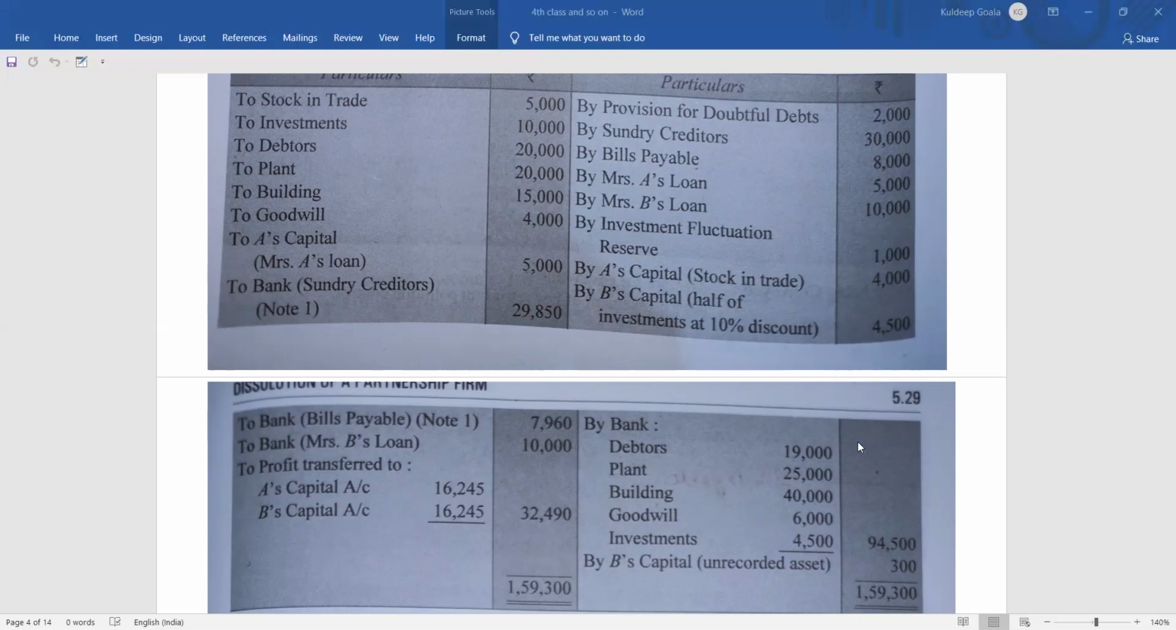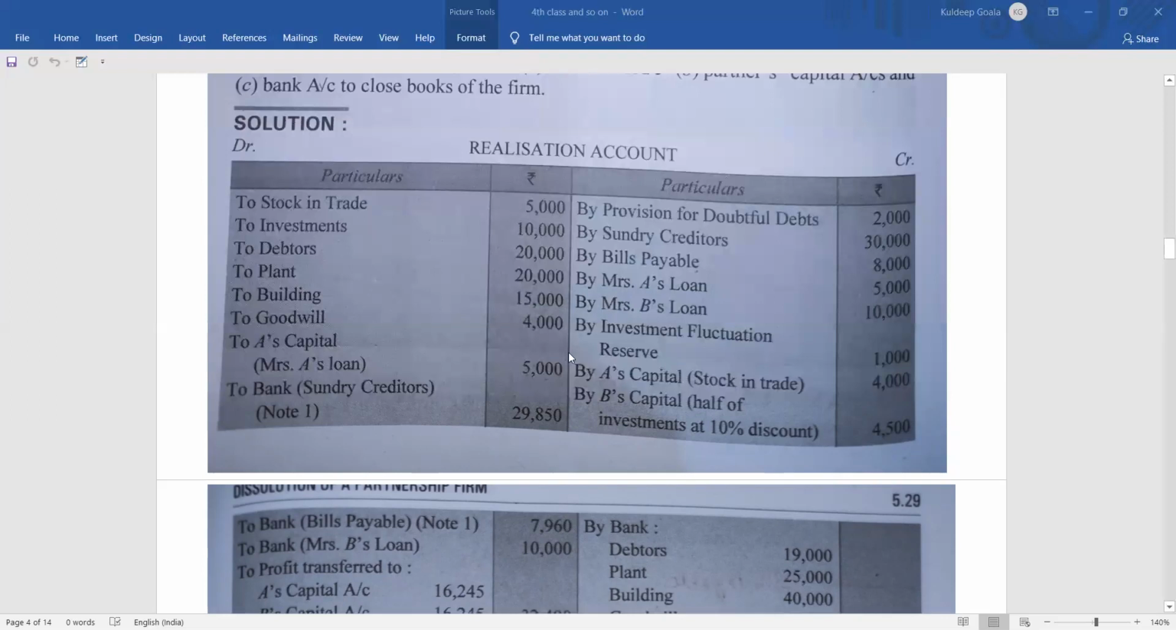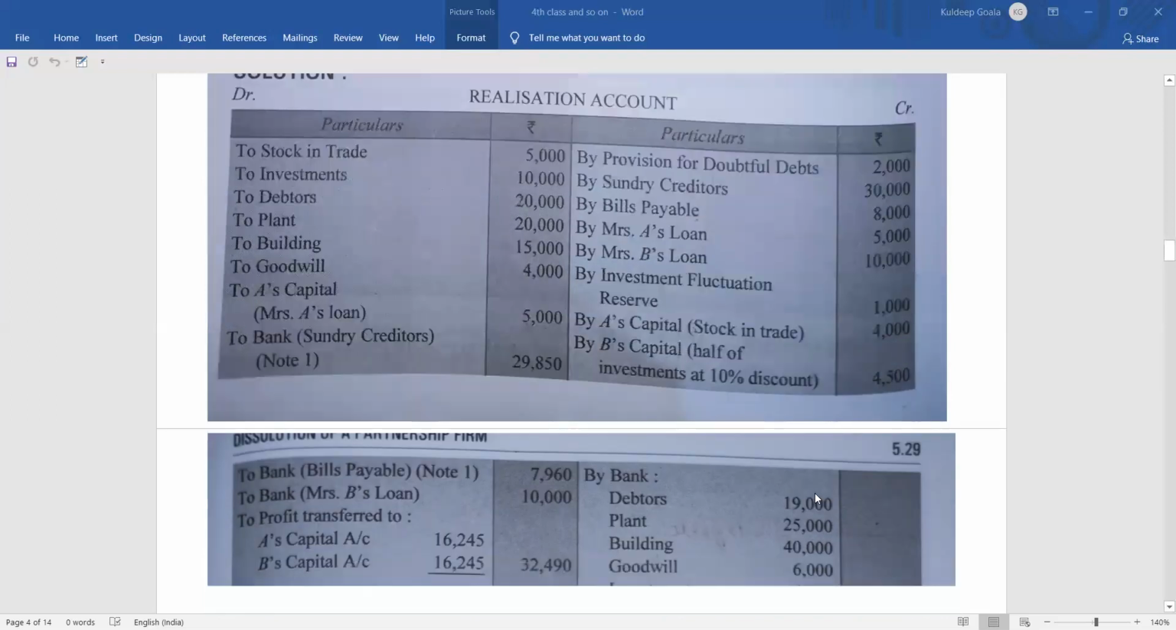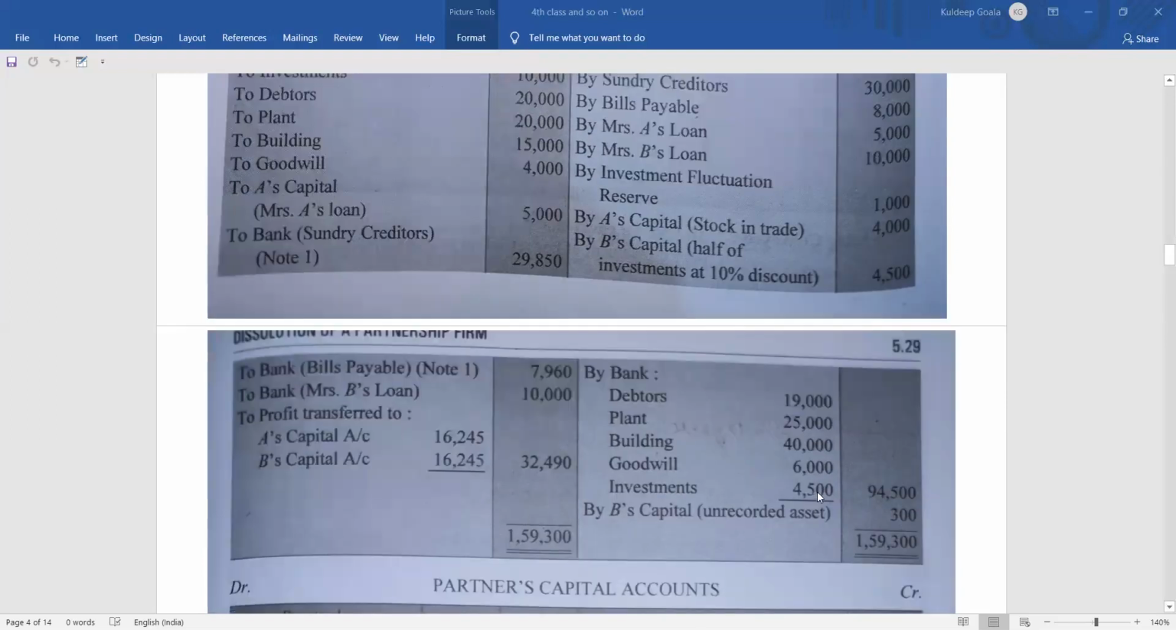So if we start the balancing, what you have to do is find out the debit side total in the rough and find out the credit total in the rough. We can see that the total of the credit side is more in this case. That means it is a profit on realization. What is the total? 1,59,300 on both the sides.